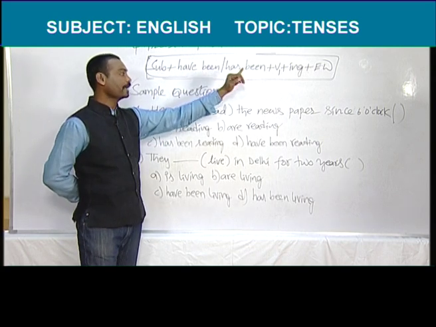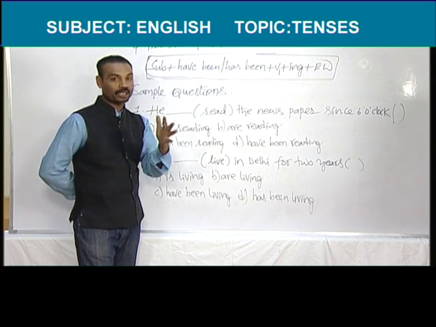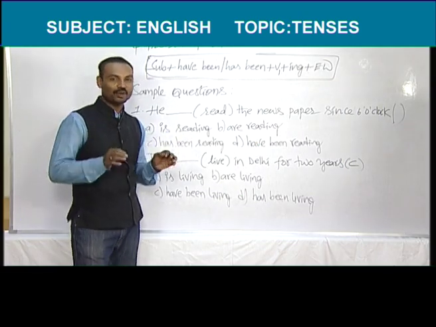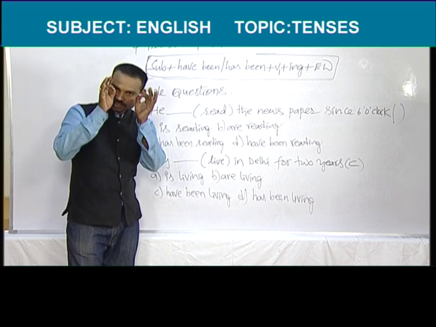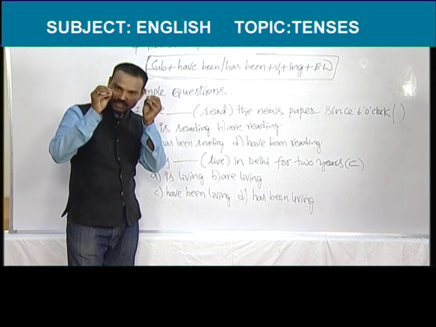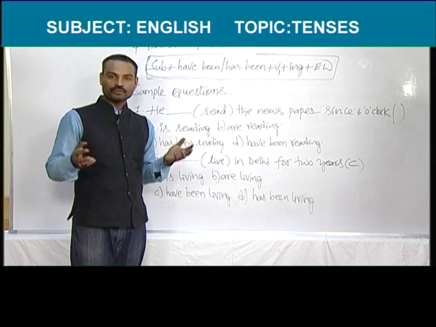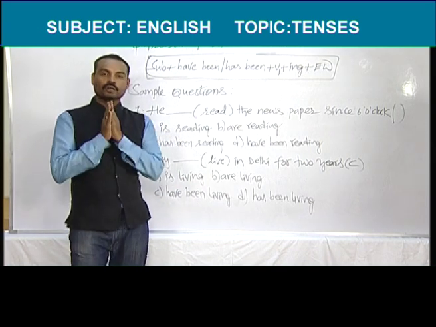Subject, have been, has been, V1 plus ing form and extra words. Like this, questions will be given. It's very, very simple. I have already told you that English subject itself is a very easy subject. See how easy it is. What should you know if you want to write all the answers correctly?